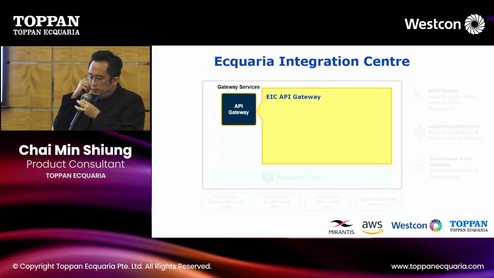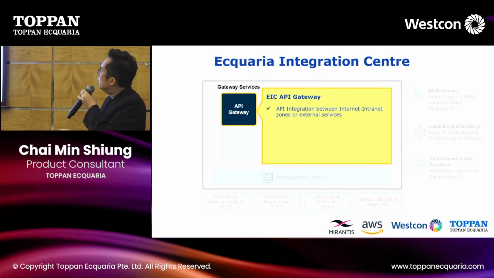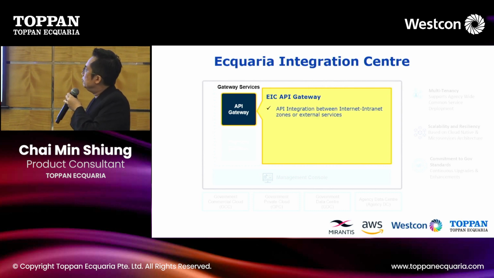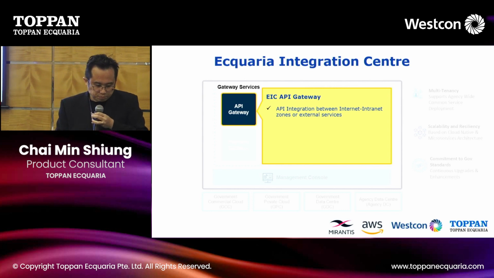Okay. The EIC is divided into two groups of services. One is the gateway services, and another one is the identity services. So under gateway services, we have API gateway. API gateway is essentially an API integration for your internet and intranet zones, for your external or internal services.